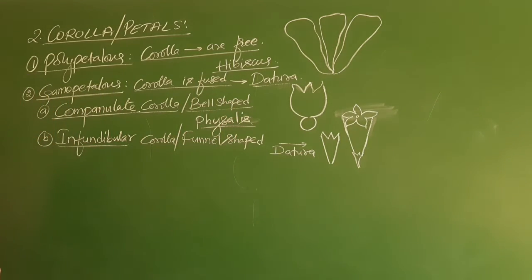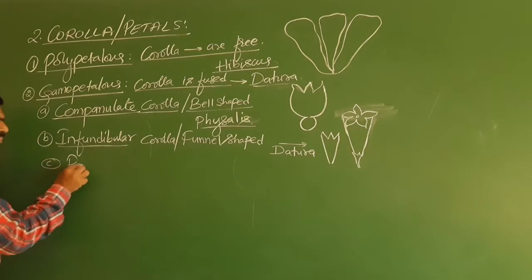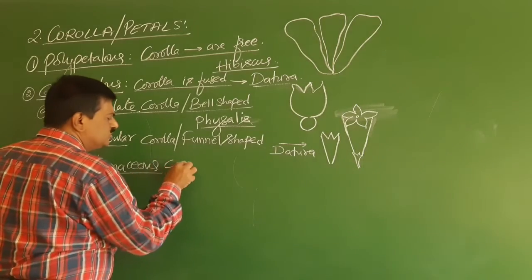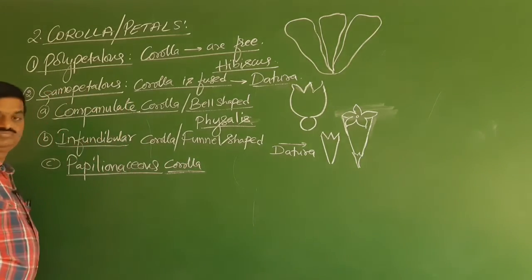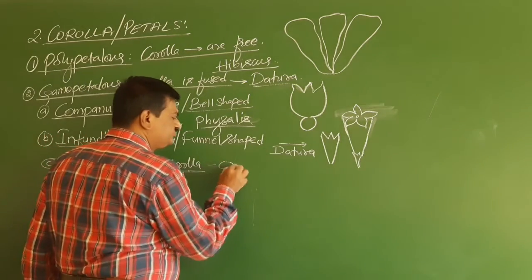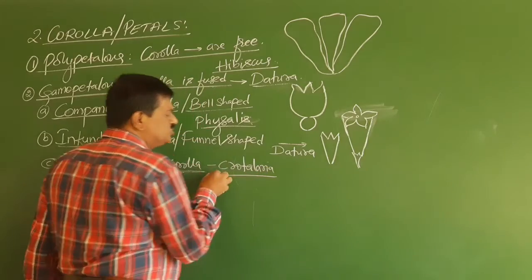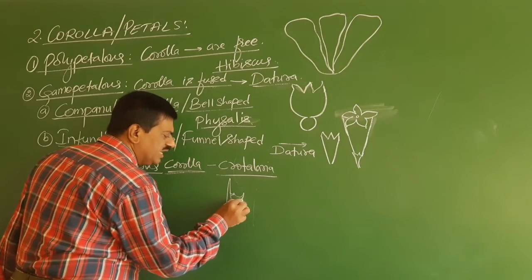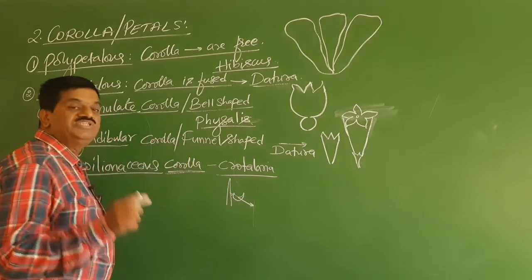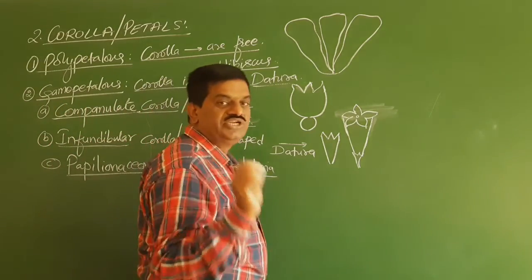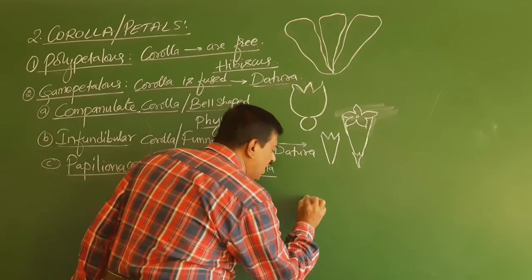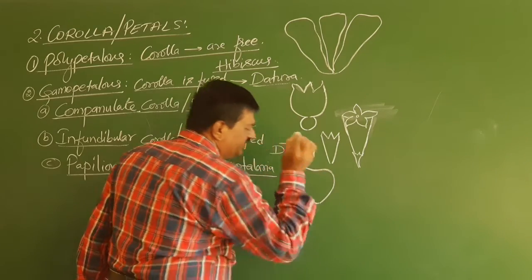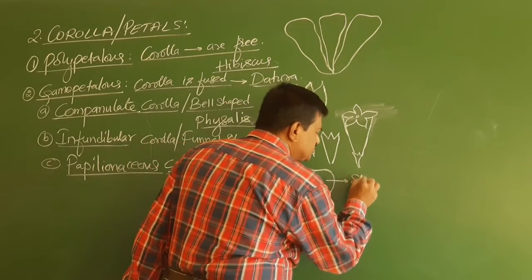Now we go for the third one called as papilionaceous corolla. This papilionaceous corolla can be noticed in Crotalaria. In Crotalaria, the flowers look like a boat shape like this. When we see these flowers, there is a presence of 5 different petals. One of the petals is a bigger petal, and this petal is always called as standard petal.